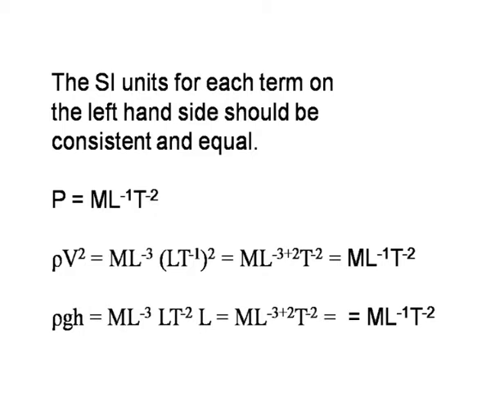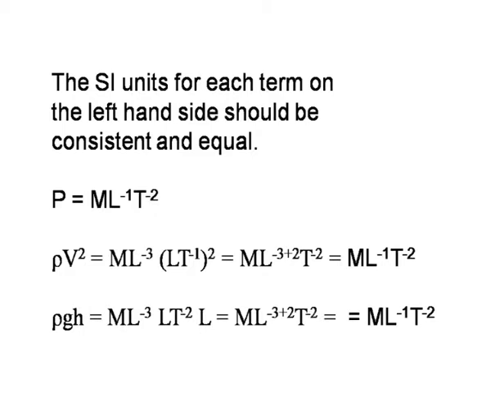the term rho g h involves multiplication of density, gravitational acceleration, and height. Hence, the net dimension for rho g h is m times L power minus 3, times L times T power minus 2, times L, which is again matching with the dimensions of terms P and rho V square, which is equivalent to m times L power minus 1 times T power minus 2.